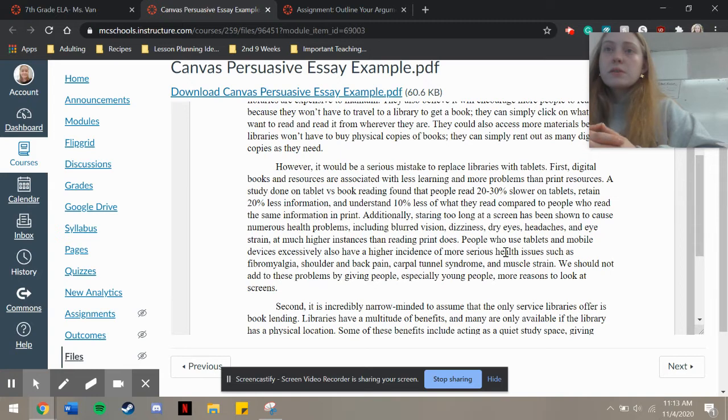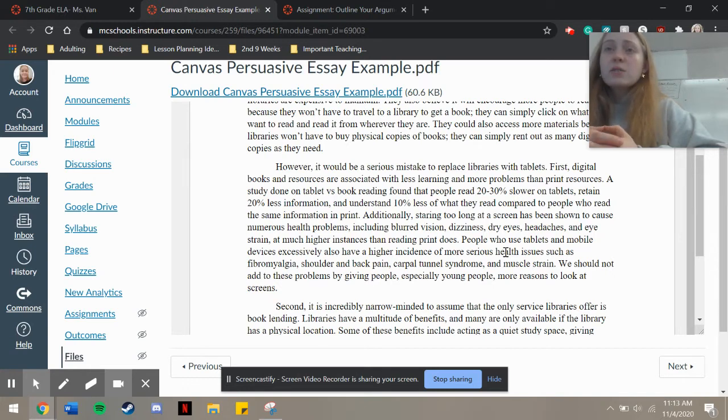First, digital books and resources are associated with less learning and more problems than print resources. A study done on tablet versus book reading found that people read 20 to 30% slower on tablets, retain 20% less information, and understand 10% less of what they read compared to people who read the same information in print. Wow.